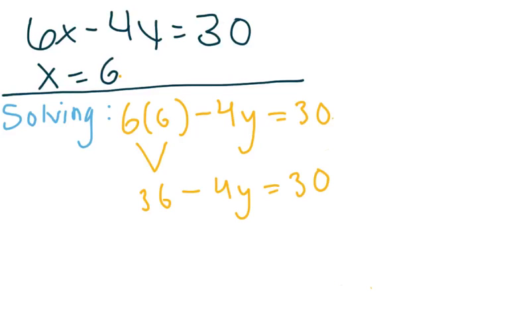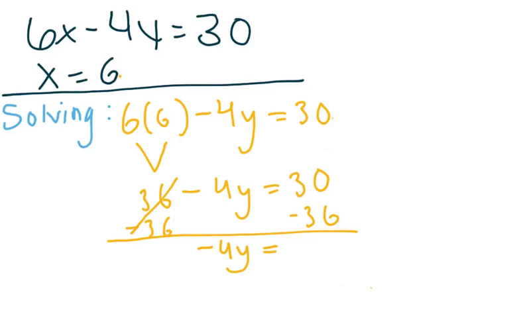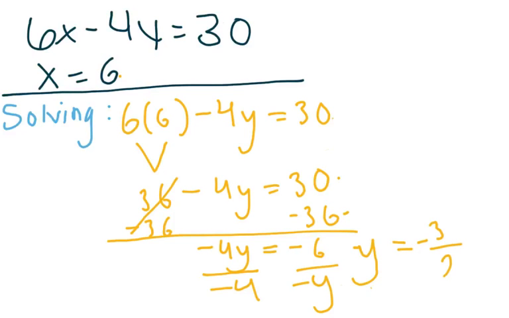And you have to subtract 36 from both sides to get y alone. So this 36 cancels, and negative 4y equals negative 6 because you subtract from this to this. And then you have to divide by negative 4 in order to get y alone. So right here you will have y equal negative 6 over negative 4, which is 3 over 2.